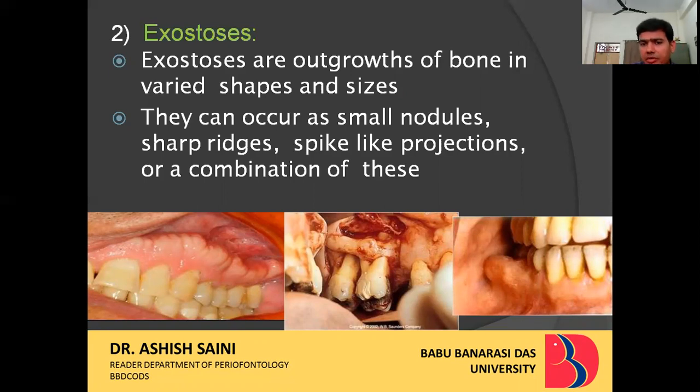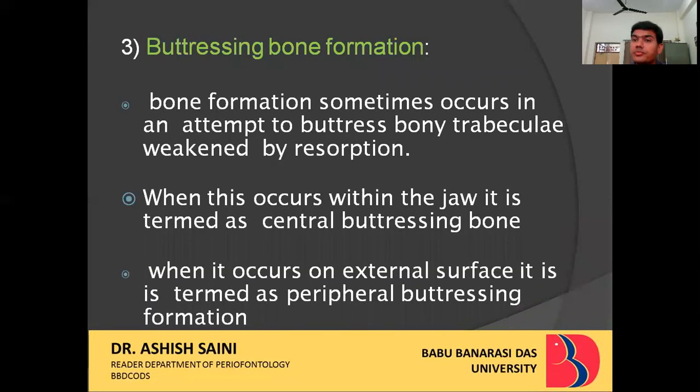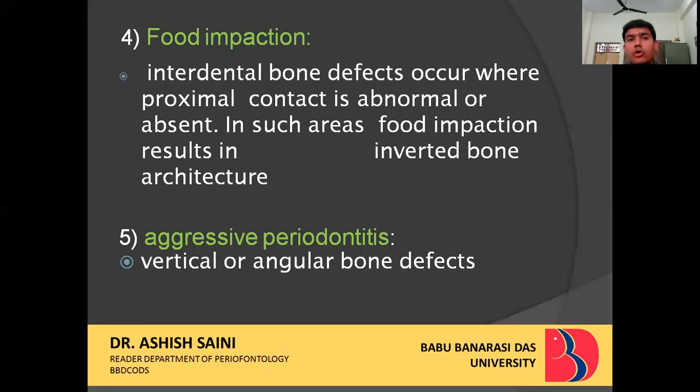These are usually benign. The patient usually has no problems with this. Then buttressing bone formation sometimes occurs in an attempt to buttress bony trabeculae weakened by the resorption. So this can occur both centrally and peripherally. If it occurs from the outside, peripherally, it is also known as lipping. It can be due to food impaction also, which results in inflammation and ultimately bone resorption.